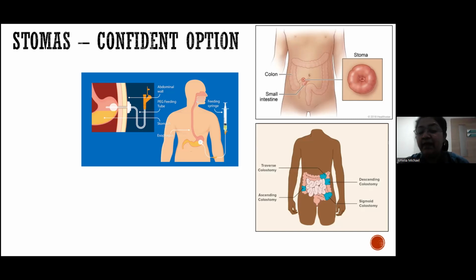And then you have the PEG feeding. PEG, percutaneous endoscopic gastrostomy, can be used for feeding. It can be used either as an input stoma or an output stoma, that is the venting gastrostomy, okay? So we are confident, we know about these things, but then what is the way forward?